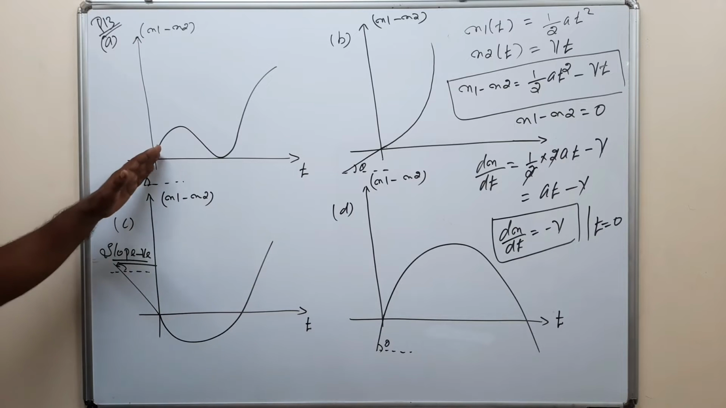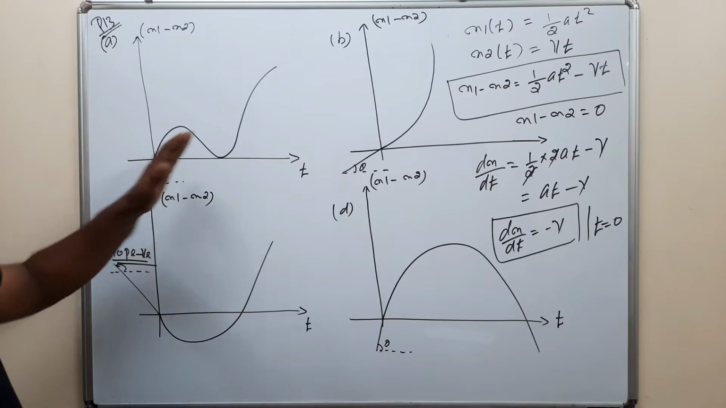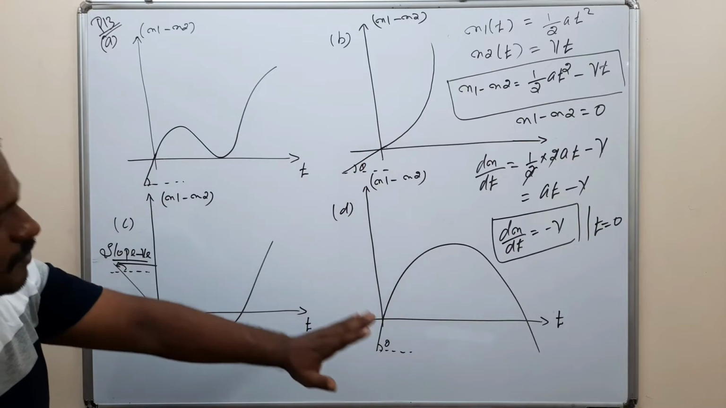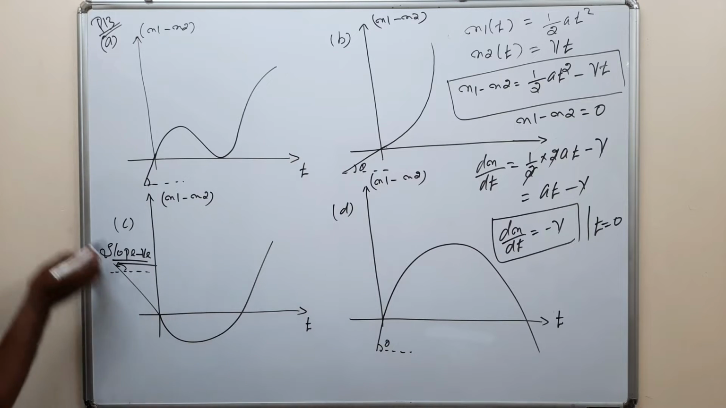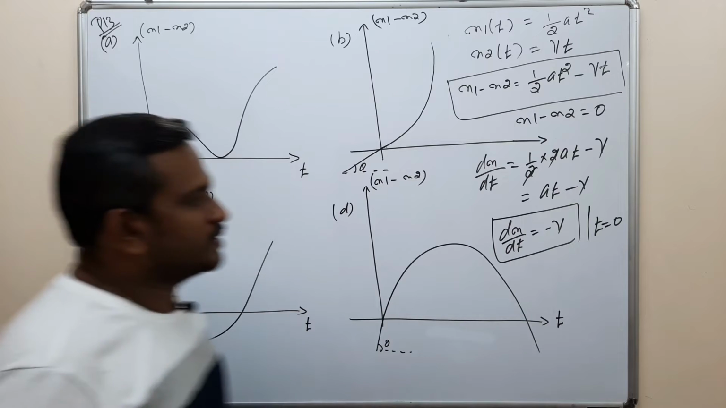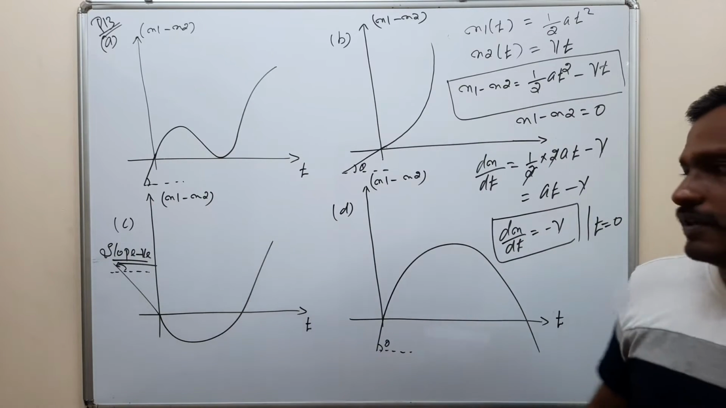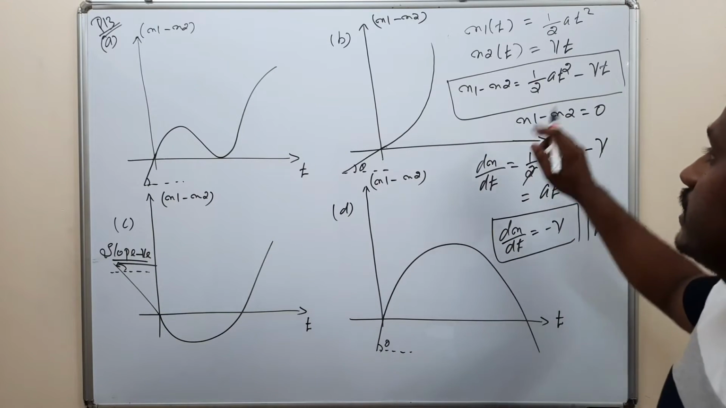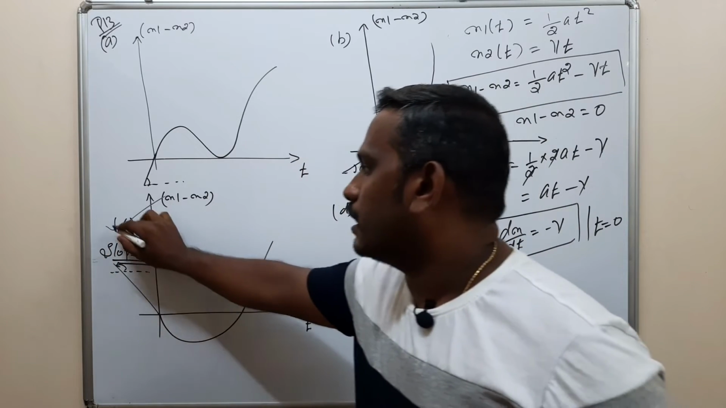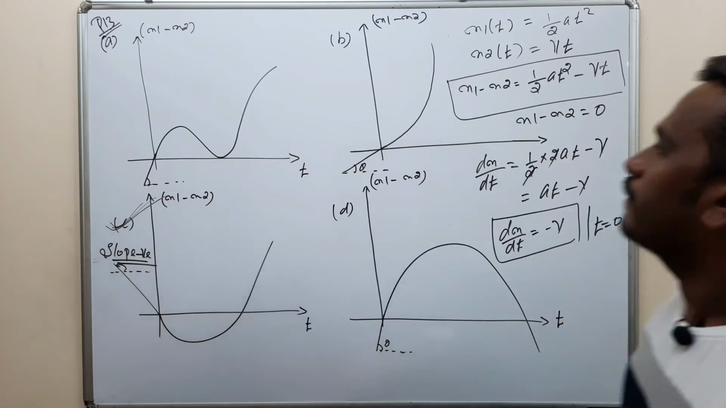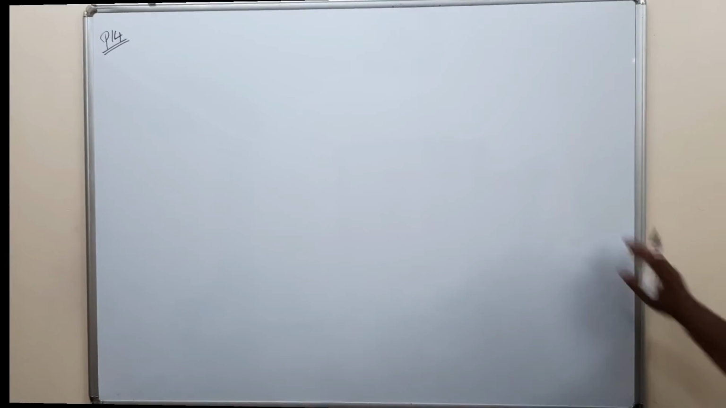So in this graph, at time t is equal to 0, the slope is positive. Here also the slope is positive. Here also the slope is positive. For this curve the slope is negative. So this graph should be the answer, x1 minus x2, so option C is the answer.